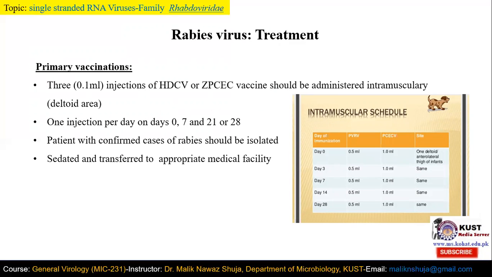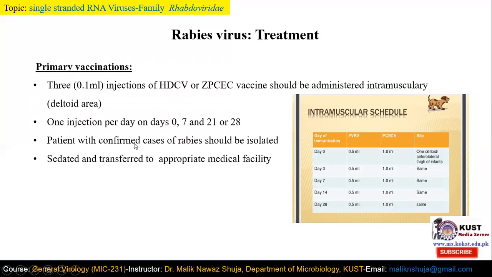The most important aspect of rabies virus is the treatment. How can we treat the rabies virus? The primary vaccination includes a 0.1 ml injection of HDCV or PCEC vaccine, which should be administered intramuscularly. One injection per day has been advised on days 0, 7, 21 and 28.